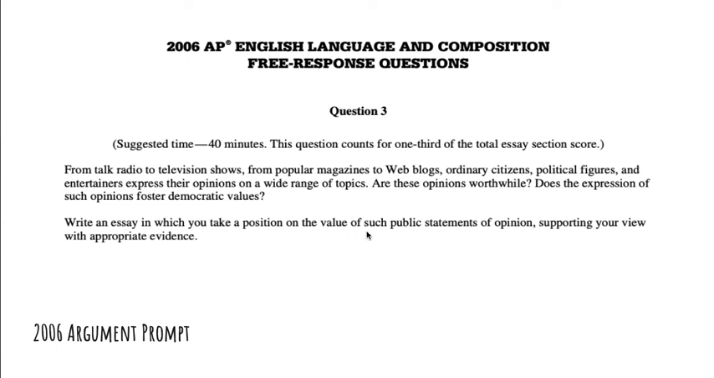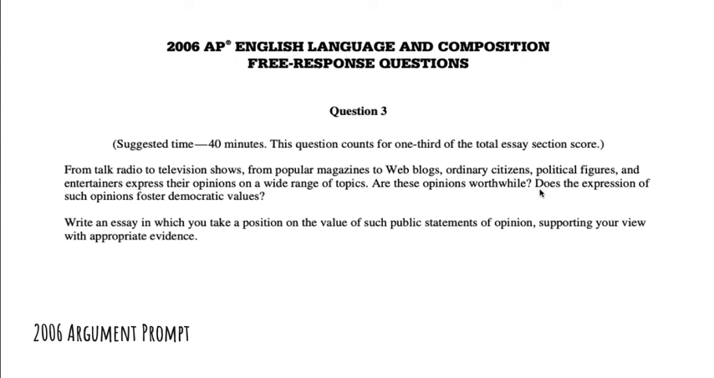Now, the value of such public statements of opinion really aligns with this question here. Are these opinions worthwhile? This question, does the expression of such opinions foster democratic values, is not baked into this prompt, but it's definitely something to think about.